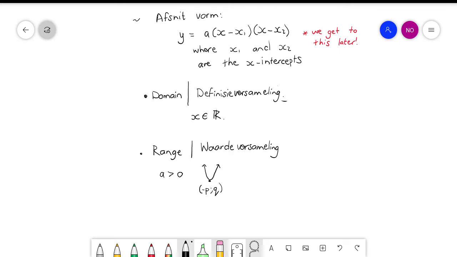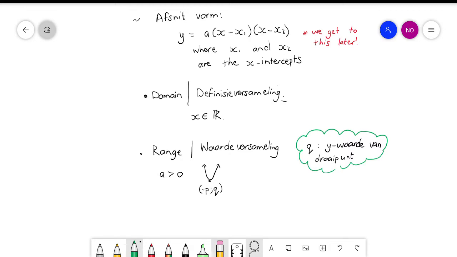Okay, so as a positief is, dan wys sy armpies mos boontoe, né? Do you guys agree? And I just wrote the turning point down in the form that we have it in our turning point form. But the important thing that you guys have to see here is the q. The q is the y value of the turning point. So q is die y-waarde van die draaipunt.